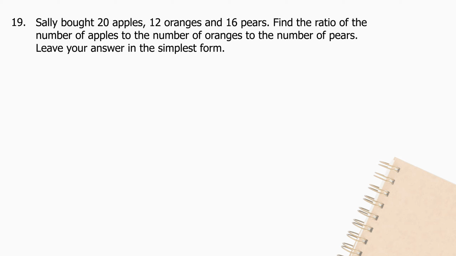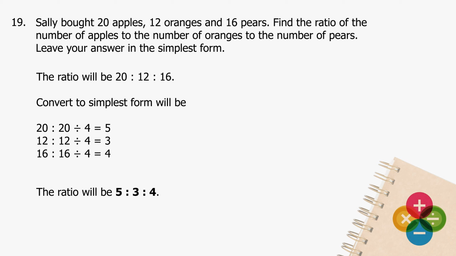Question 19. Sally bought 20 apples, 12 oranges, and 16 pears. Find the ratio of the number of apples to the number of oranges to the number of pears. Leave your answer in the simplest form. The ratio will be 20 is to 12 is to 16. Convert to simplest form: divide 20 is to 12 is to 16 by 4, and the quotient is 5 is to 3 is to 4. The ratio will be 5 is to 3 is to 4.